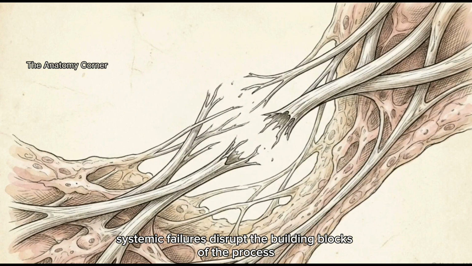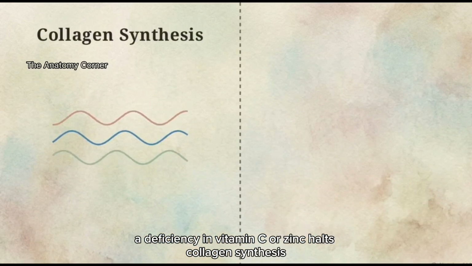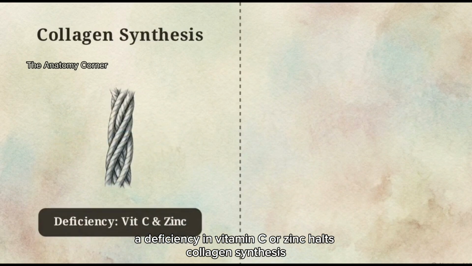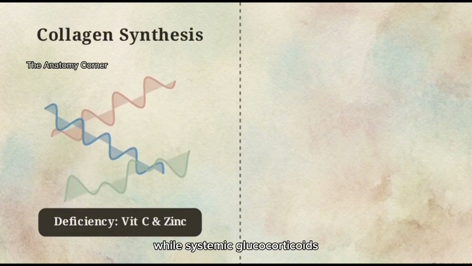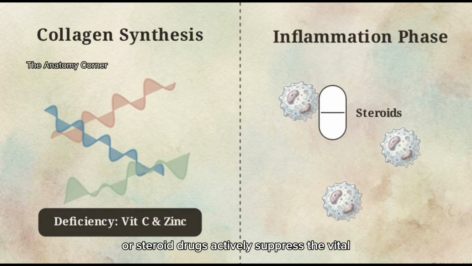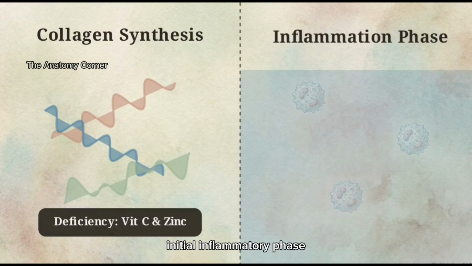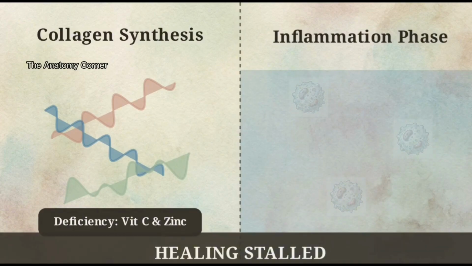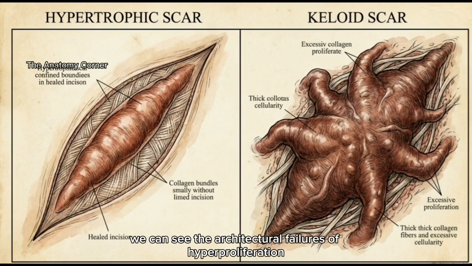Systemic failures disrupt the building blocks of the process. A deficiency in vitamin C or zinc halts collagen synthesis, while systemic glucocorticoids or steroid drugs actively suppress the vital initial inflammatory phase. We can see the architectural failures of hyperproliferation in this comparison.